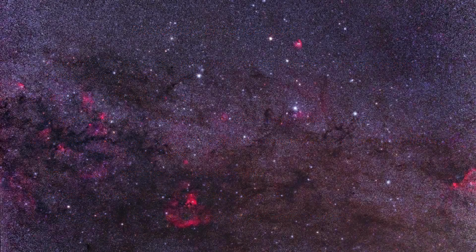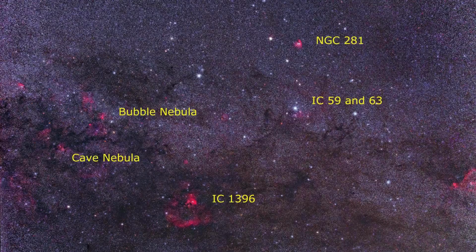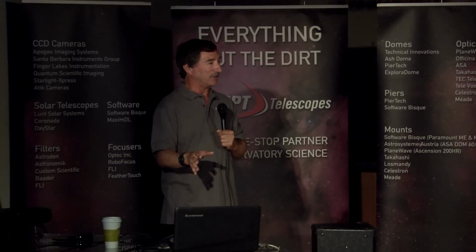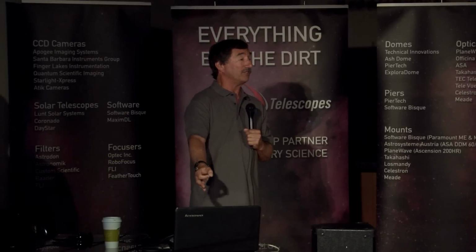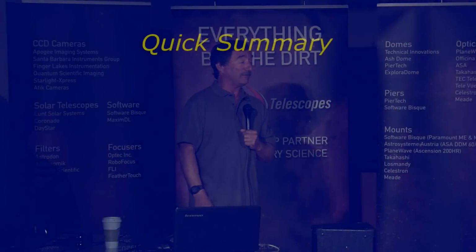That was taken with just a wide-angle lens and a DSLR camera. Beautiful picture, high signal to noise. And I even went so far as to label some of the denizens of this area. Cave Nebula, Bubble, 1396. You're probably all familiar with these as telescopic objects. But here I was able to pick them up with just a wide-angle lens and a DSLR camera.